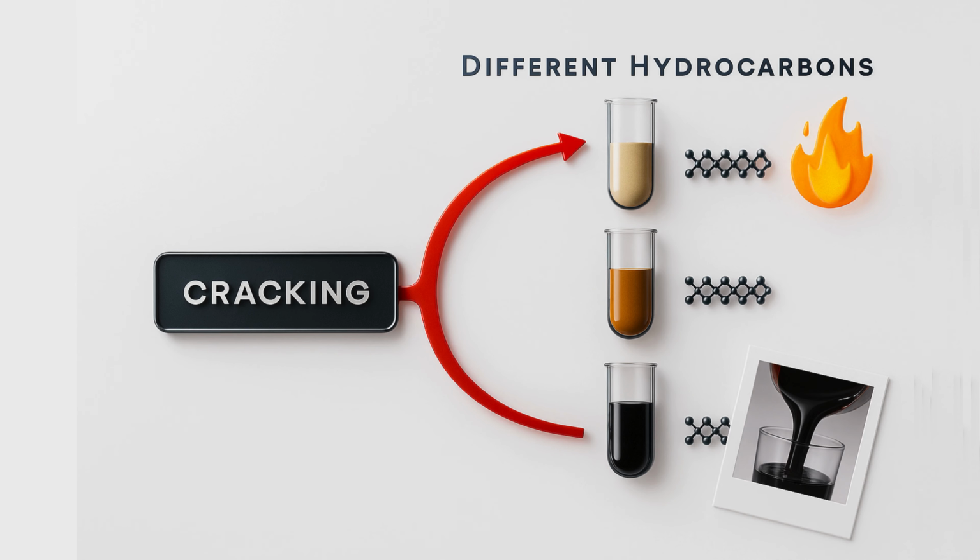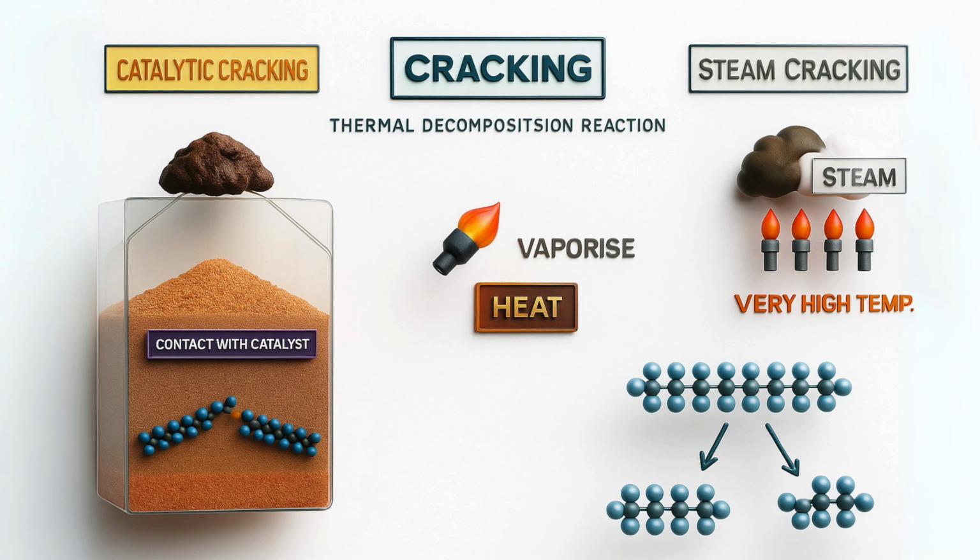Cracking is essential in the petrochemical industry because it helps us maximize fuel production and generate valuable byproducts. Cracking is a type of thermal decomposition reaction. If we break down this term, thermal refers to heat, and decomposition means breaking a substance into smaller parts. Therefore, thermal decomposition simply means breaking down molecules by applying heat. There are two main types of cracking that you need to know: catalytic cracking and steam cracking.